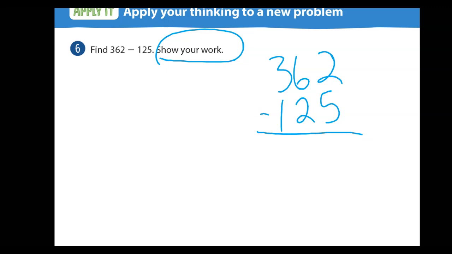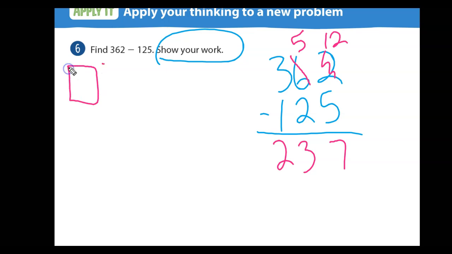Okay, 2 minus 5, can I do that? No, so I have to borrow from the tens place. If I borrow 1 from 6, I get 5, and the one that I borrowed goes next door to the right. So now instead of 2, I have 12. So now I can subtract: 12 minus 5 is 7, and 5 minus 2 is 3, and then 3 minus 1 is 2.